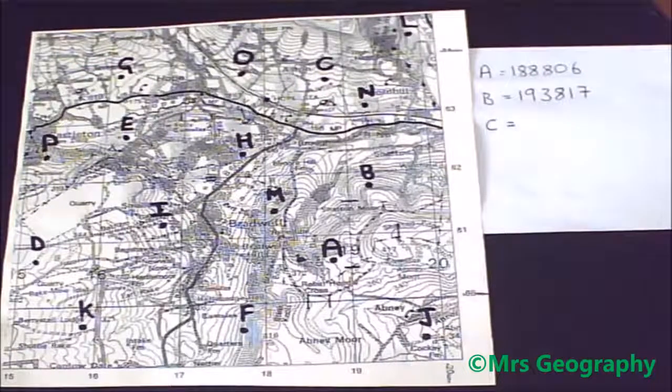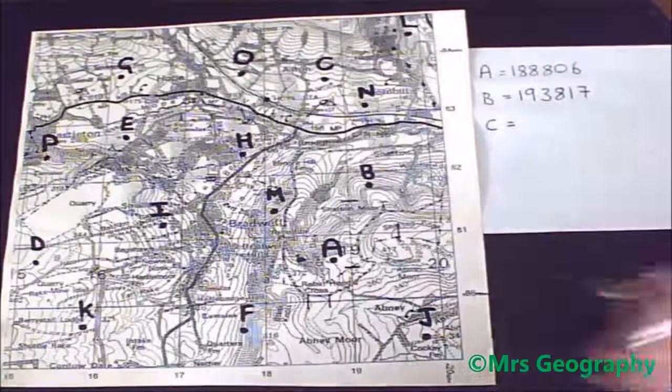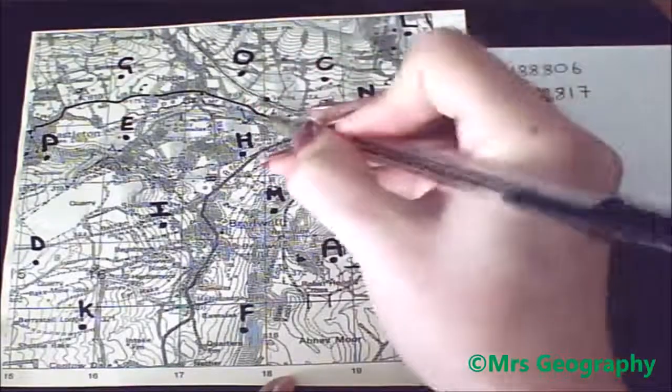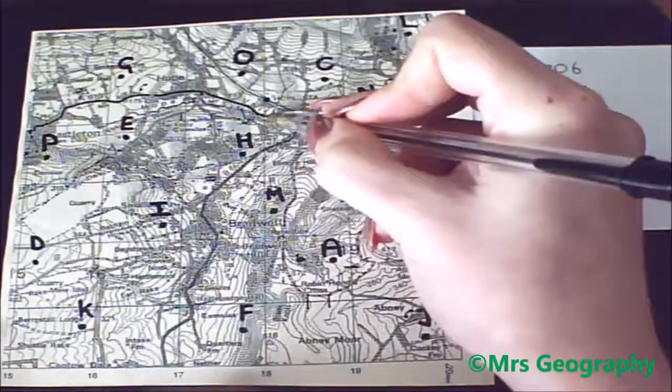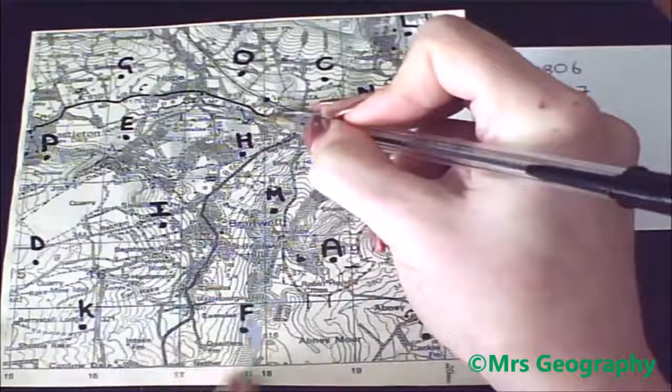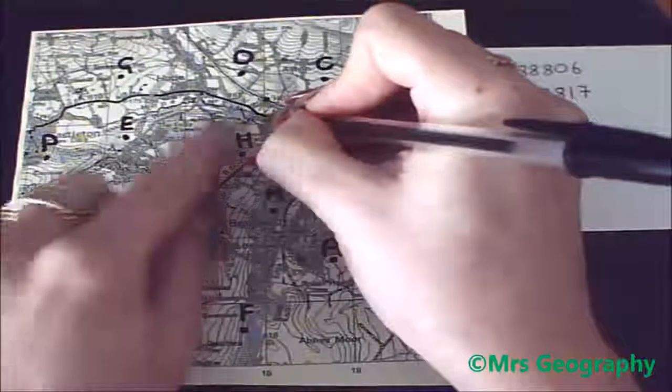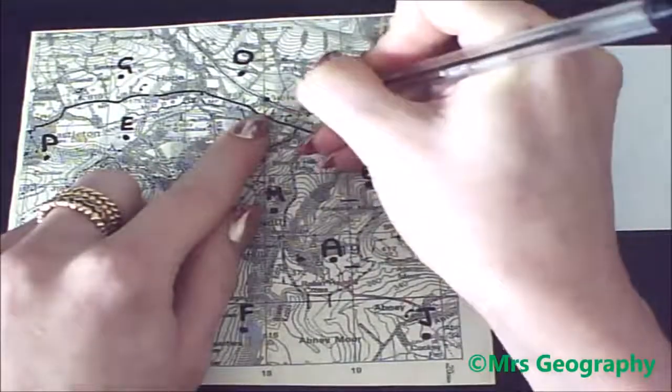Why don't you try and do C on your own? So, C is in this box, bottom left hand corner. Go along the corridor. Cut the box in half.